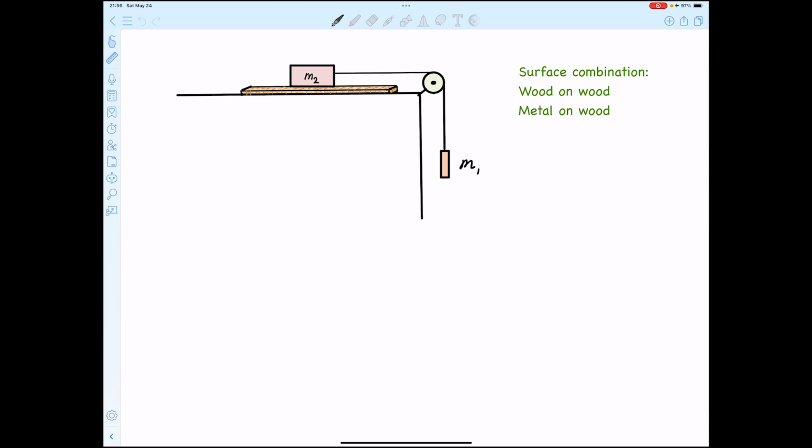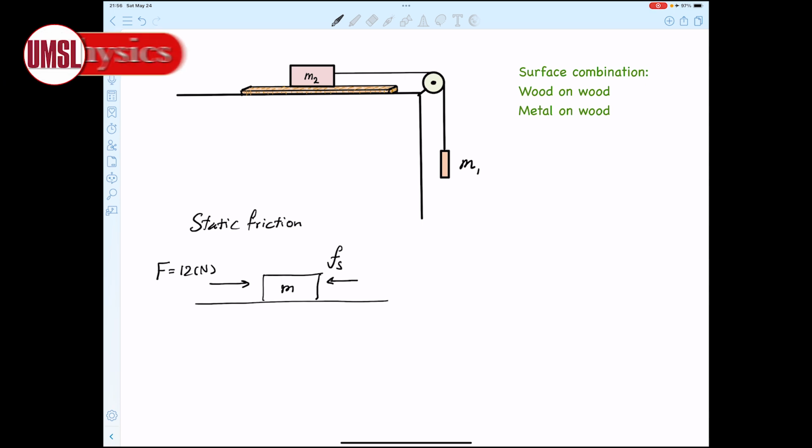So we have two different types of friction. The first type is static friction. Static friction is always equal to the applied force. Let's say that I have a box here, mass m, and there's an applied force F equals 12 newtons on this box. The static friction in the opposite direction, F static, is equal to that applied force, which was 12 newtons.